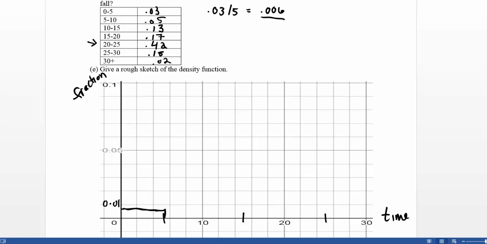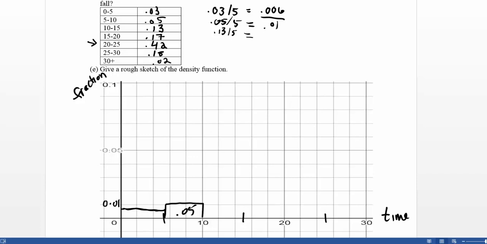So if I want to get the height from 5 to 10, I again need to take the fraction that I have of 0.05 and divide by 5, and I get 0.01 from 5 to 10. That's how high it goes, because again, if I multiply 5 times 0.01, I get the area of the block, which should be 0.05 here.